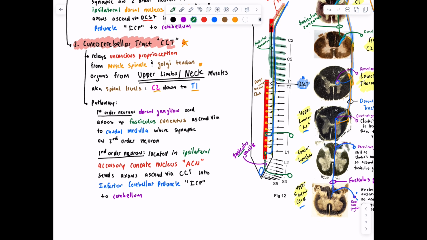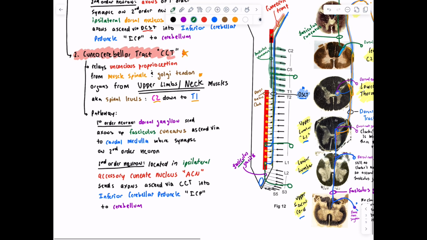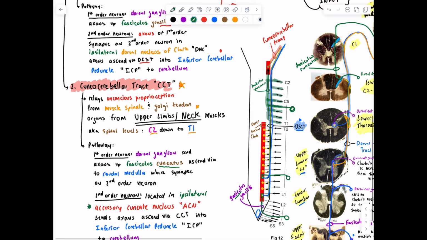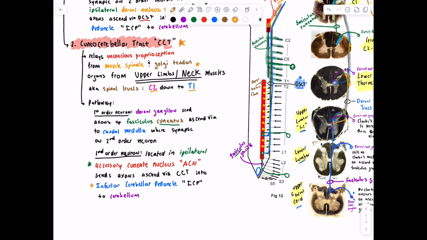And the idea is you have your dorsal root ganglion that's going to come in, and you're like, hey, well, the dorsal nucleus of Clark is gone. Oh, shoot, so what do I do? Well, instead, all you do is you're going to send your axon up the fasciculus cuneatus, and you're going to go up until you get to something called the accessory cuneate nucleus, ACN. And then once you are in ACN, you're going to send your axon via the cuneocerebellar tract. That's going to go into the inferior cerebellar peduncle, into the cerebellum.